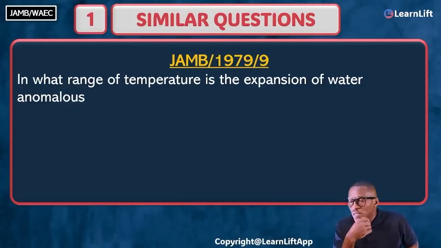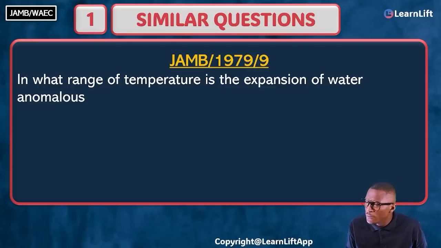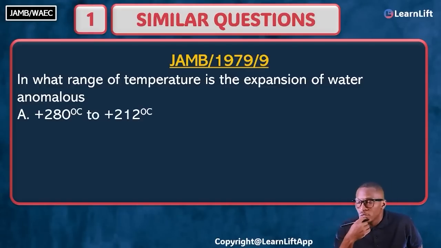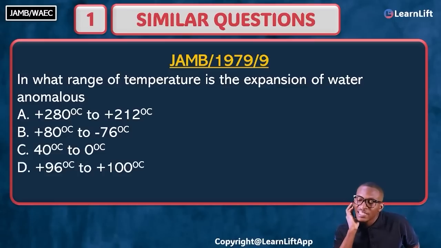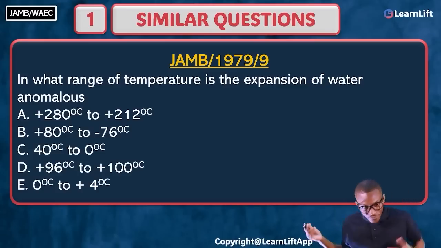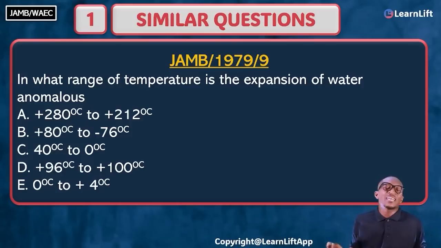JAMB 1979 question 9. In what range of temperature is the expansion of water abnormal? That's anomalous. A, 280 to 2112. B said 80 to -76. C said 40 to 0 degrees. D said 96 to, and E said 0 degrees to +4. Everybody, what's the answer? Fast. What's the answer? Everybody should get this option.